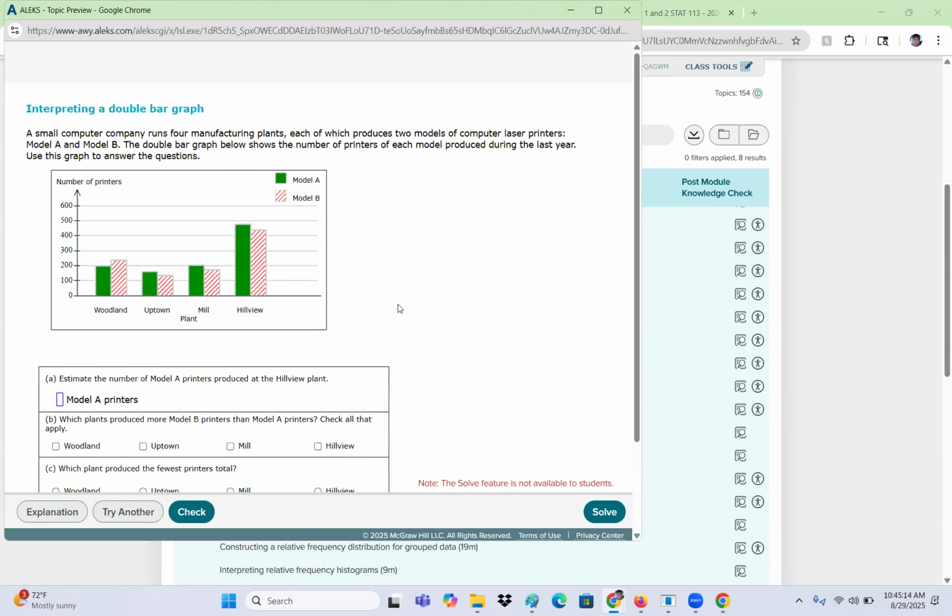All right. So the same thing for that. The bar chart is very easy to read. You just simply have to know where the bar is. And Model A, Model B. Estimate the number of Model A printers produced at the Hillville plant.